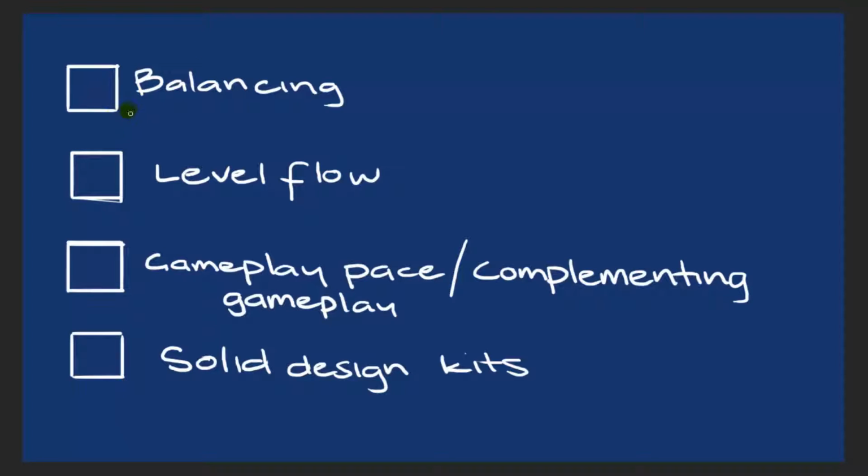That's balancing. That means balancing for both sides. Level flow, and in this case, level flow for multiplayer maps, as well as complementing the gameplay and taking into account the gameplay pace. And I'll also be talking about having a solid design kit and how it can ease your level construction using static meshes. Now, I'll also be talking about a few other things, but these are the four major points that I'll be covering today. So, without further ado, let's get straight into the level design process.